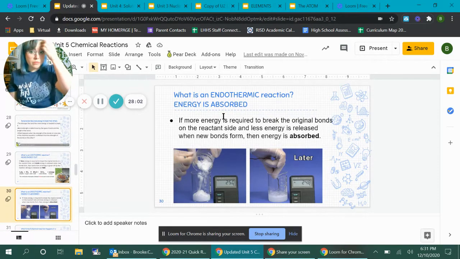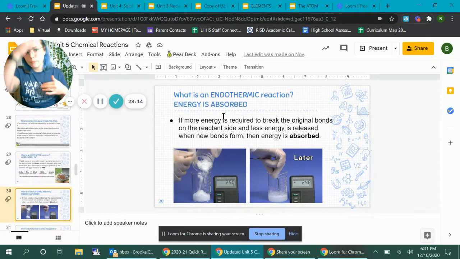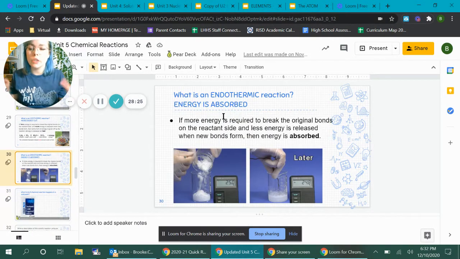Endothermic reaction, more energy is required to break the original bonds on the left side of the yield arrow, the reactant side, and then the new bonds are formed and less energy is released, or energy is absorbed. So you're going to have a drop in temperature versus exothermic, where you're going to experience an increase in temperature. Okay, and then if you're looking at the equation, you will see the energy on the left side of the equation.